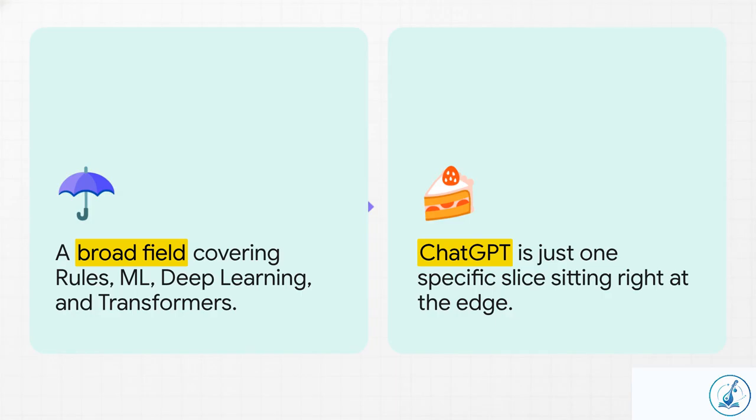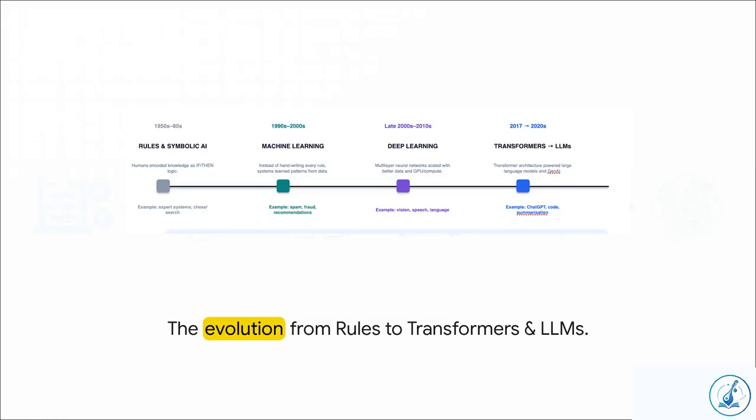When people talk about tools like ChatGPT, you have to remember it's not the definition of AI itself, but merely one approach among many. When you map it out from the 1950s to today, you can really see how we moved from rules and symbolic AI, where humans literally encoded knowledge as logic, through machine learning and deep learning, all the way up to the transformer architectures powering today's generative AI.